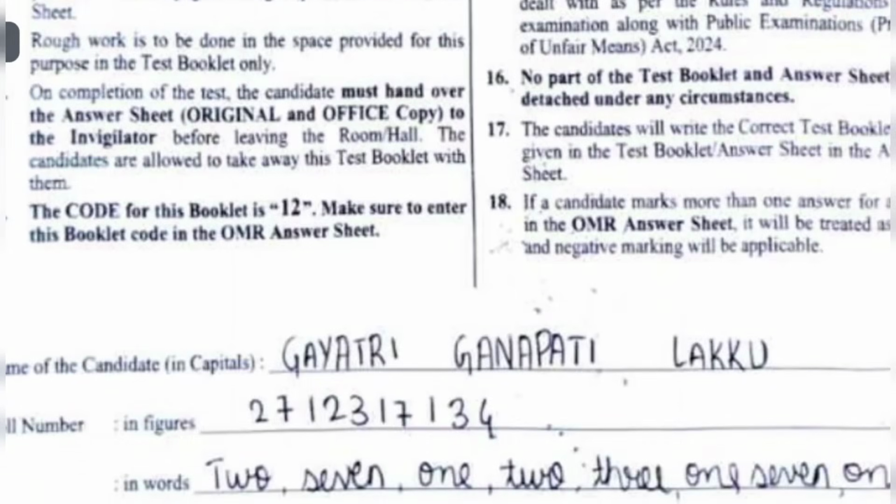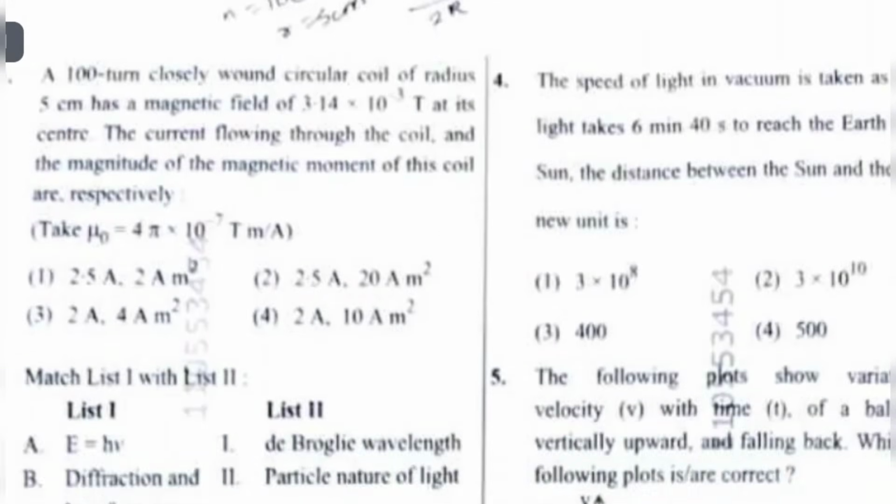So let us go to the first question. As I said, the first question is a physics question here. 100 turn closely wound circular coil of radius. So this question in your code, it can be 5th question or 10th question or 15, 20, 25, 30. You see where this question is, guys. After that, questions will be the same. You just need to follow where this question is.